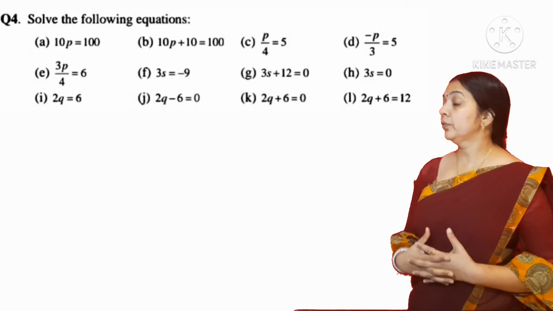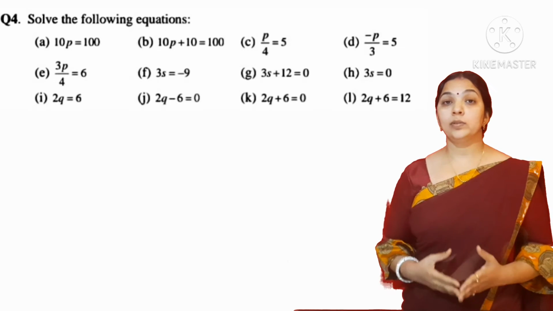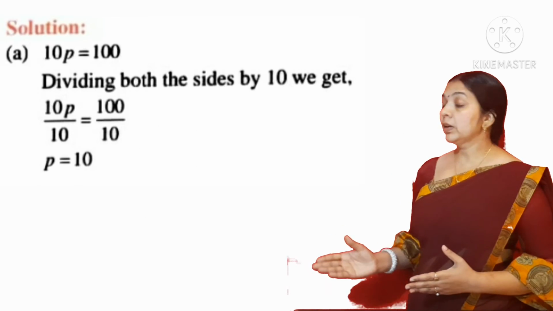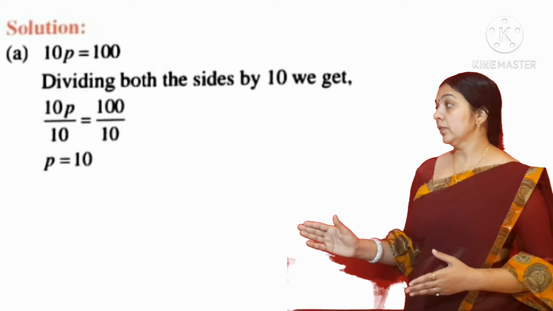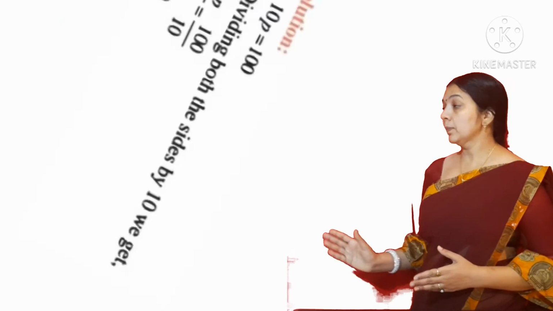Now the question number 4. Solve the following equations. The first question is 10p is equal to 100. So we will divide by 10 on both hand sides. So it will give the result p is equal to 10. So it is quite simple.